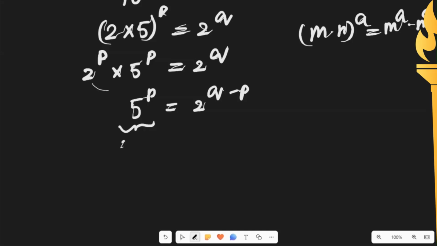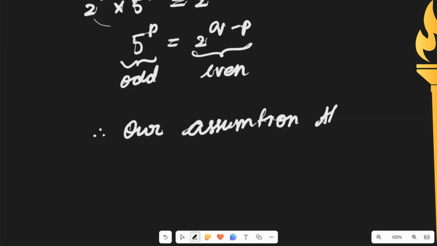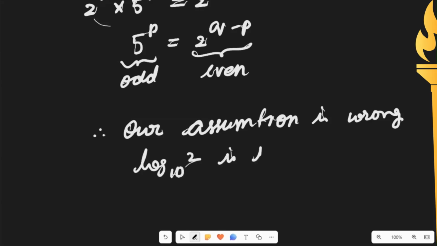On the left hand side, we have an odd number, and on the right hand side, we have an even number. An odd number cannot be equal to an even number, so there is a contradiction here. Since there is a contradiction, our assumption is wrong. What is our assumption? We assumed that log 2 base 10 is rational. Since our assumption is wrong, log 2 base 10 is irrational. We have proved log 2 is irrational.